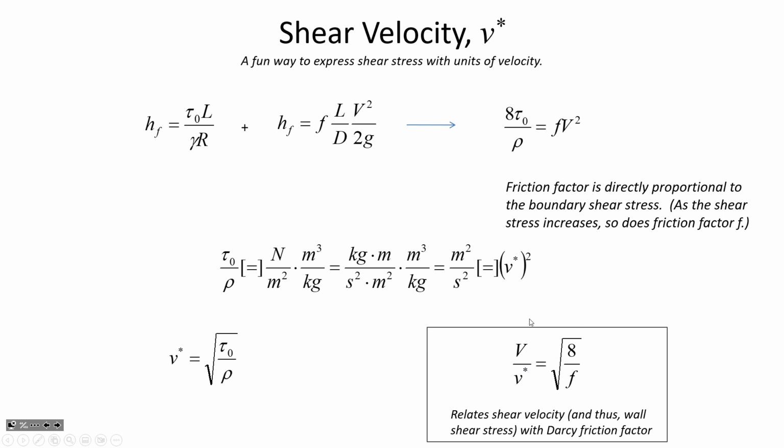So if you know, for example, the flow conditions, and you use the Moody diagram to find f, and you know the flow velocity of the water, then you could, from those two things, calculate the shear velocity, which is related to shear stress. Shear stress is really difficult to measure directly, but friction factor is easy to estimate, and velocity is easy to measure. And so shear stress becomes a little bit easier to understand with this notion of shear velocity.